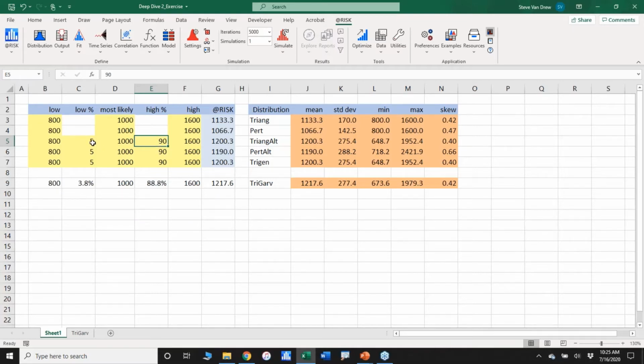At-risk will let you change these to 0 and 85 or 10 and 90, which is a common triangular called the trigen, 1090 trigen. But I wanted to demonstrate that they don't have to be symmetric.